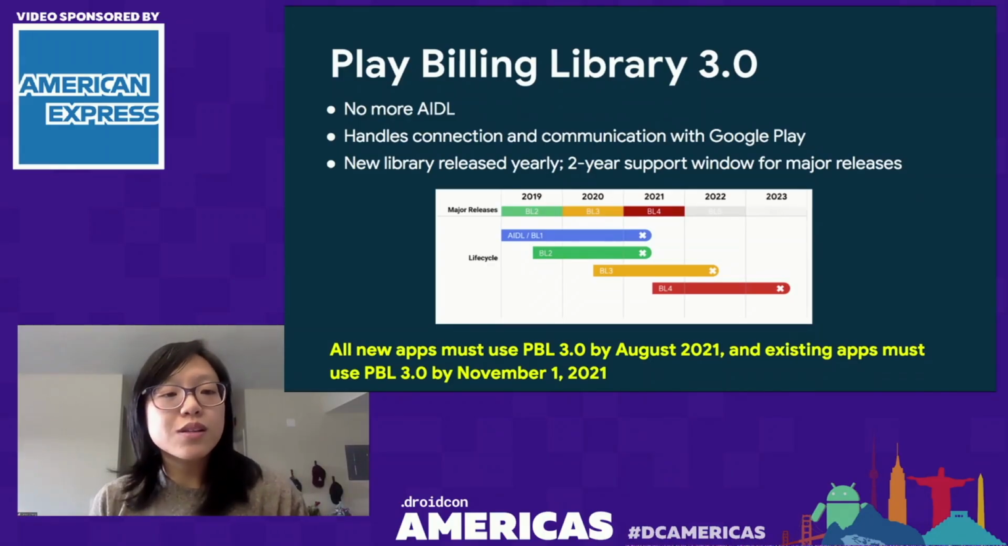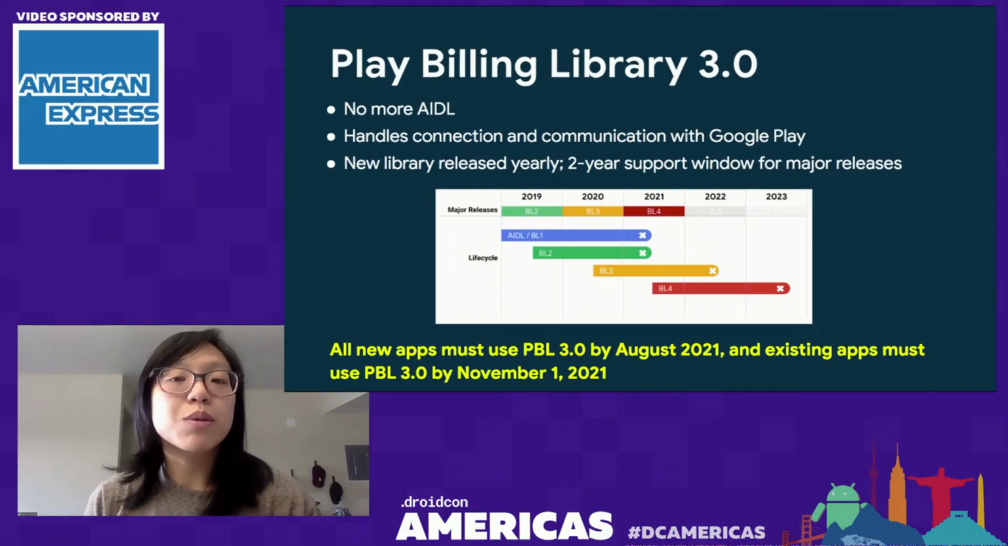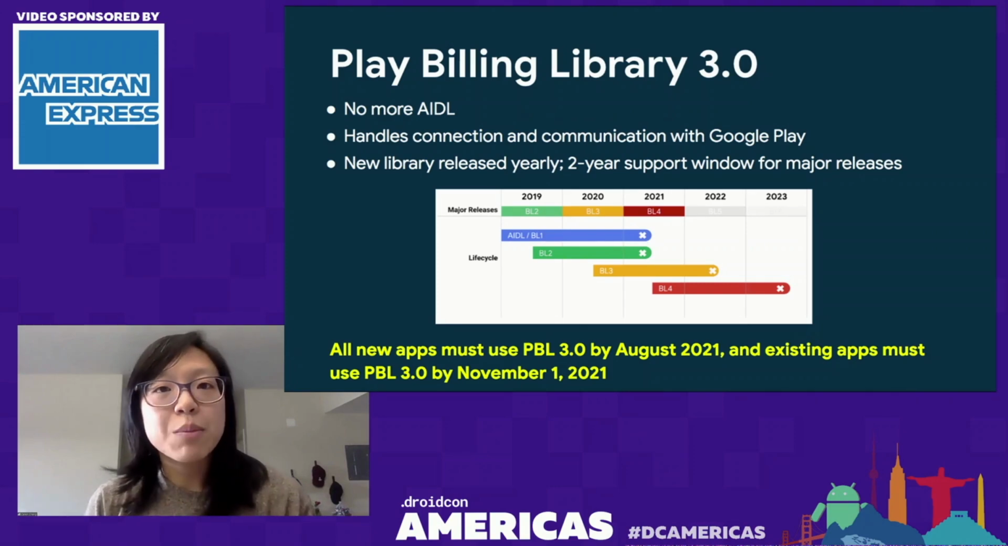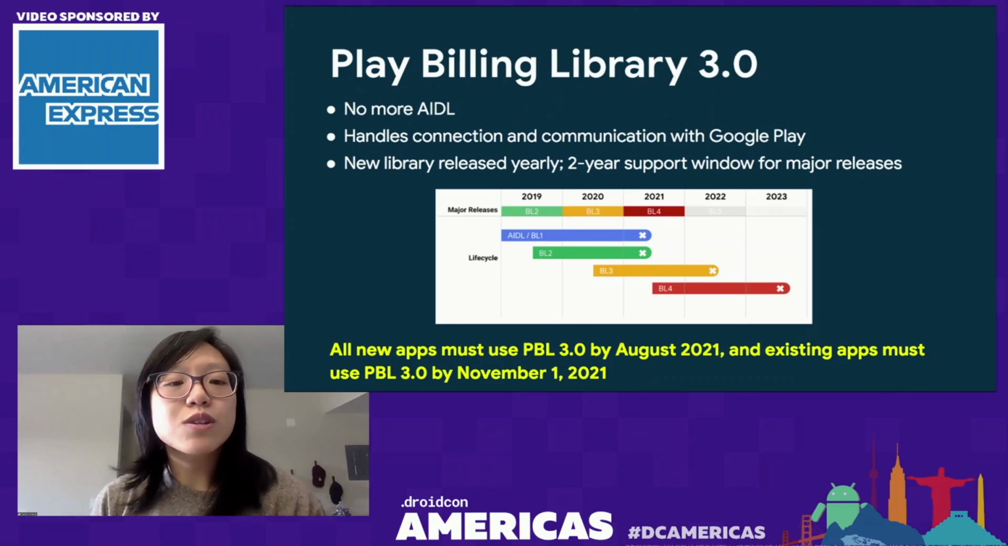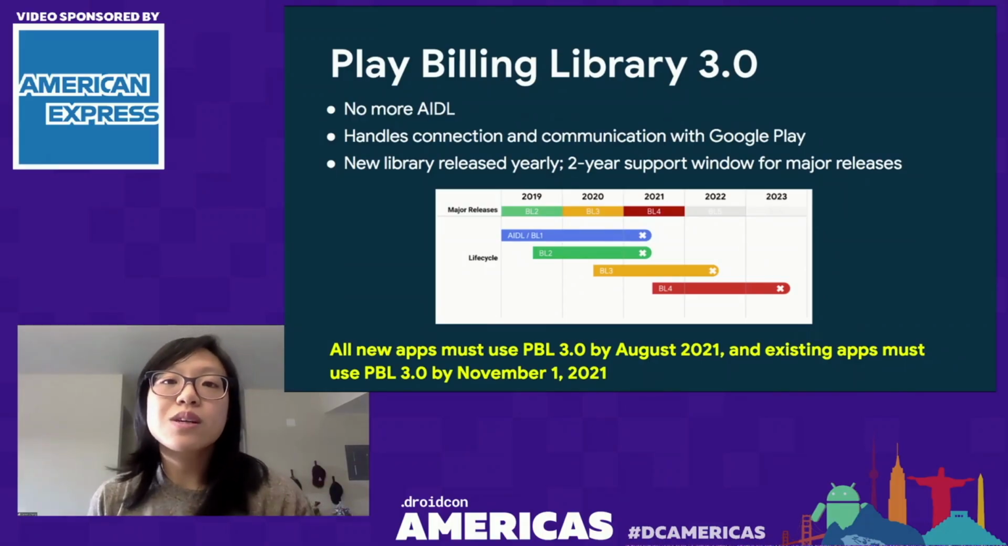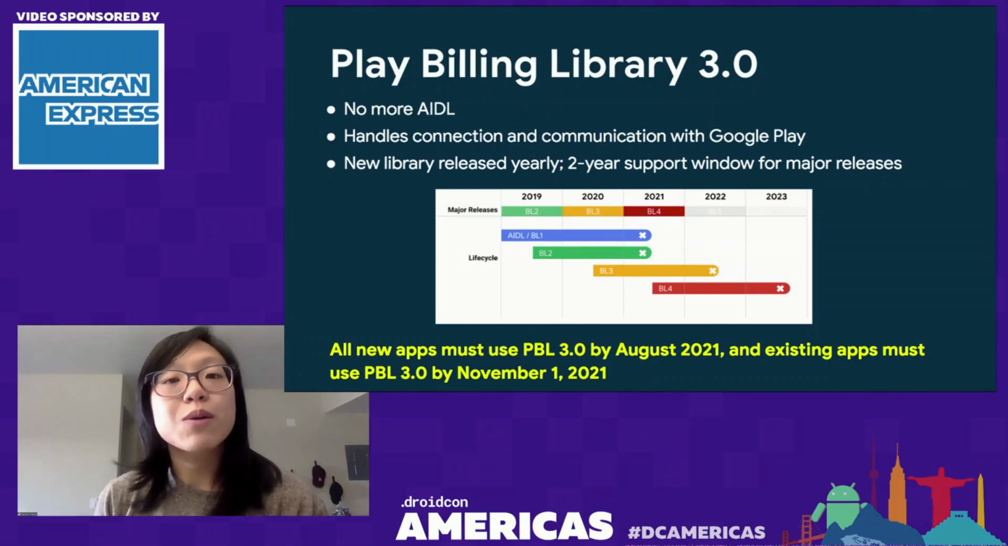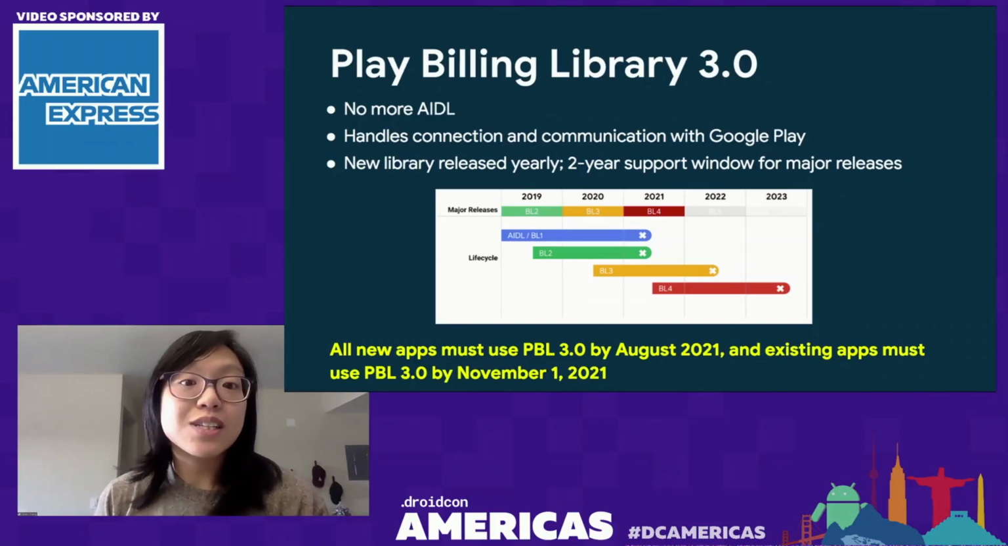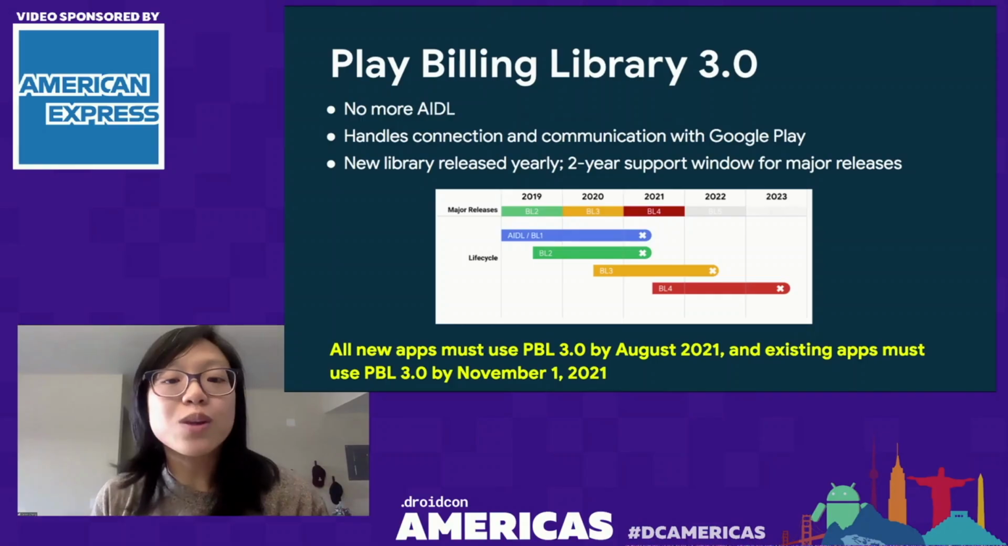And I think the important thing to take away from this is that all new apps that you upload to the Play Store have to be using Play Billing Library 3.0 by August 2021. And if you have an existing app and you want to update it in the Play Store in the future, it has to be using Play Billing Library 3.0 by November 1st, 2021. So if you are still using AIDL in order to communicate with Google Play, or if you're still using an older version of Play Billing Library, it's definitely a good time to think about upgrading before the deadline. Otherwise, your apps will not be approved in the Play Store.